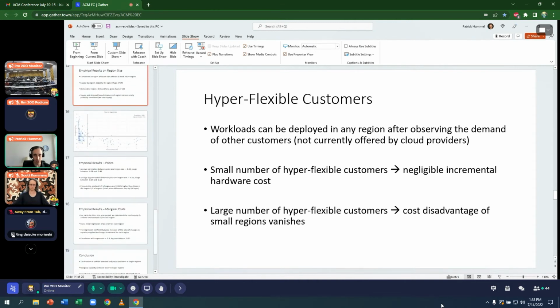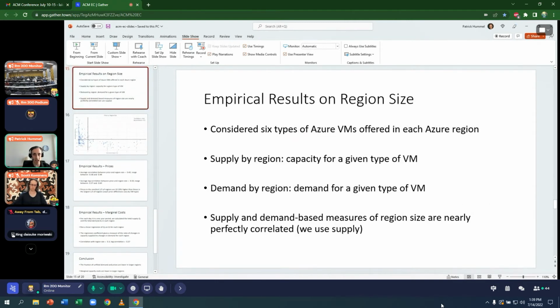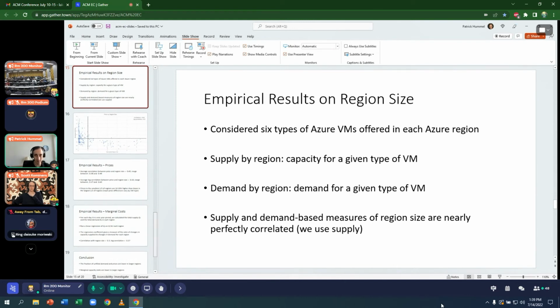So our paper also contains some empirical results, and that largely substantiate our theoretical findings. And so our first such empirical result concerns the relationship between prices and region size. So for this, we considered 6 types of Azure VMs that are offered in each Azure region. We considered 2 different measures of region size: supply by region, which is the capacity for a given type of VM; demand by region, which is the demand for a given type of VM. It turned out that the supply and demand-based measures of region size were nearly perfectly correlated. So in these slides, I'll just present the results using supply, and then the demand-based results are nearly identical.